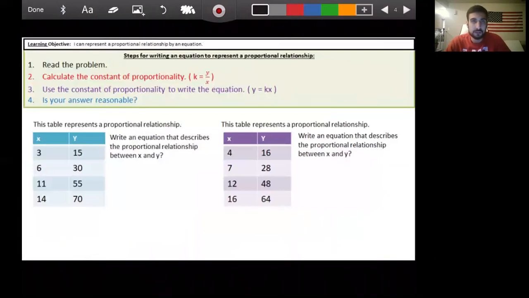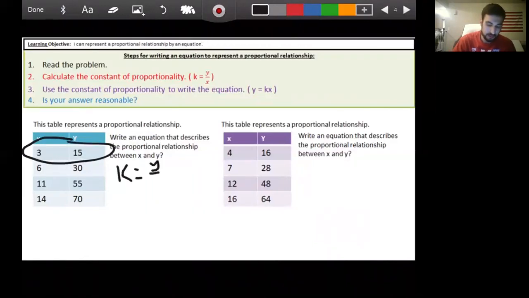All right, so first thing we need to do is read our problem. So we have a table, and we need to write an equation that describes the proportional relationship between x and y. So before I do this, the first thing I need to do is find my constant of proportionality. I'm going to do that by picking these points right here. Constant of proportionality is k is equal to y over x, which means k is equal to 15 over 3. Simplifying this down, k is equal to 5.